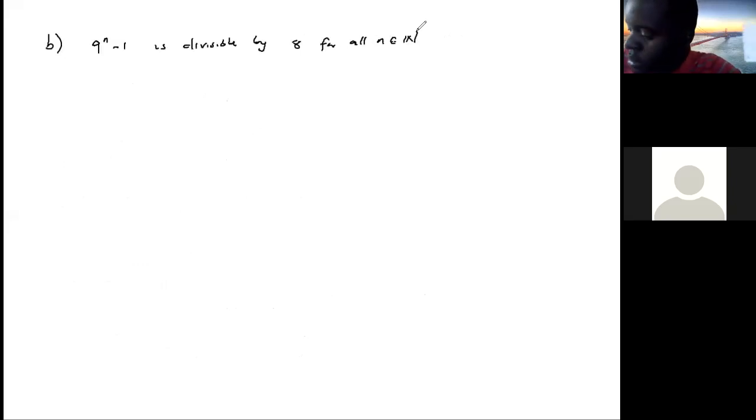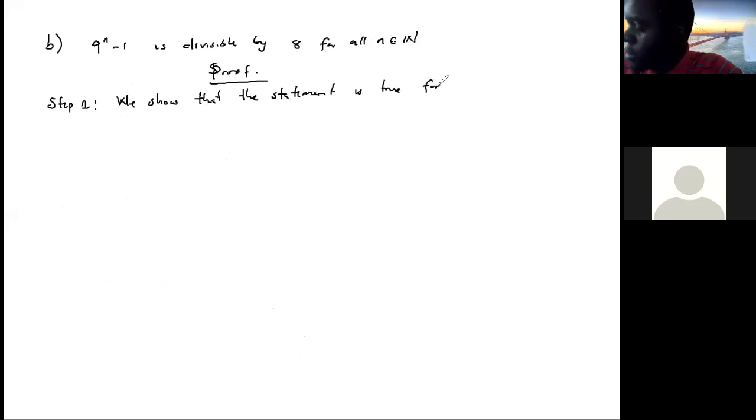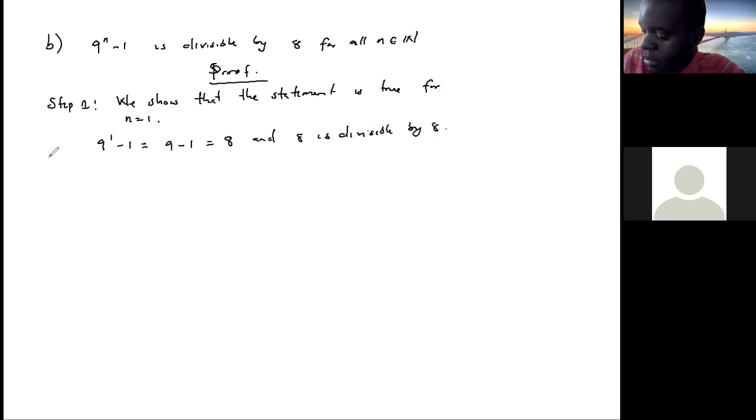Okay, so the proof, again, step 1. So we show that the statement is true for n is equal to 1. That is 9 to the power 1 minus 1. This is 9 minus 1, which is 8. And 8 is divisible by itself. It is divisible by 8. Hence, shown.